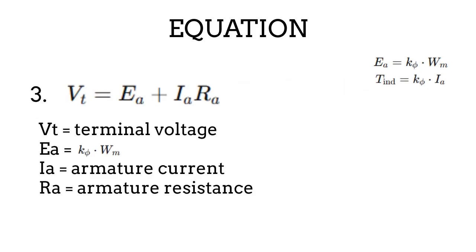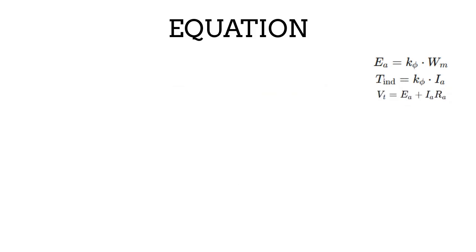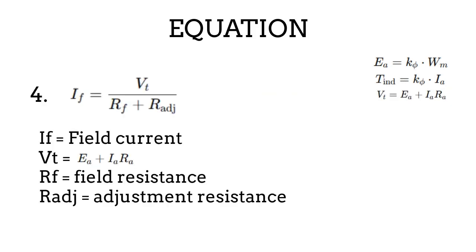VT equals terminal voltage. EA is from the previous equation. IA equals armature current. RA equals armature resistance. Next is the equation for IF. IF equals field current. VT is from the previous equation. RF equals field resistance. RADJ equals adjustment resistance.